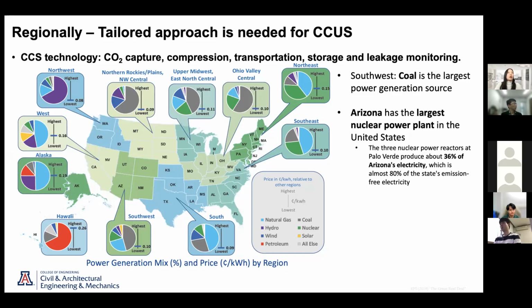If you see the power generation resources in the southwest where Arizona is located, coal is the largest power generation source, and Arizona has the largest nuclear power plant in the United States. So we need to think about how we can tailor CCUS technology in coal-fired power plants and nuclear power plants in Arizona. And we also need to think about how we can tailor CCUS technology in South Korea too.